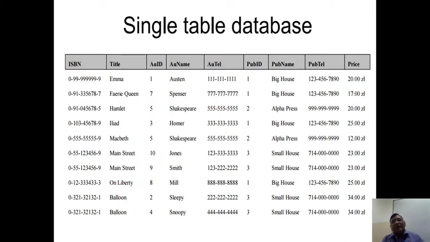Next slide is one example of a database table, how our table looks. If you see the table, ISBN, title, author ID, author name, author telephone, publisher ID, these are called the column names. ISBN is a column name, title is a column name, author ID is a column name, author name is a column name. In the ISBN column, we only store the ISBN number. So this is the structured collection of record. Everything is structured.